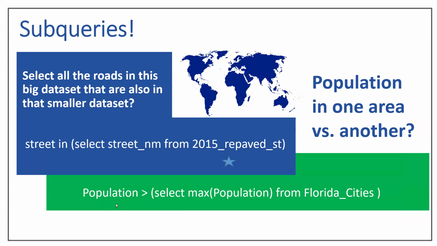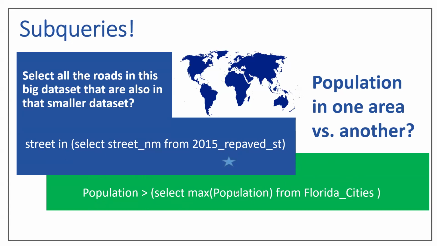So I'm saying in my data set, let's say Texas cities, select all the cities where the population is greater than, and instead of putting a number in here, I'm going to say select the max population from Florida cities. So go to my Florida cities data set, grab all the populations, and then pass those into this max function, and then find the biggest population, pass it back to my query.